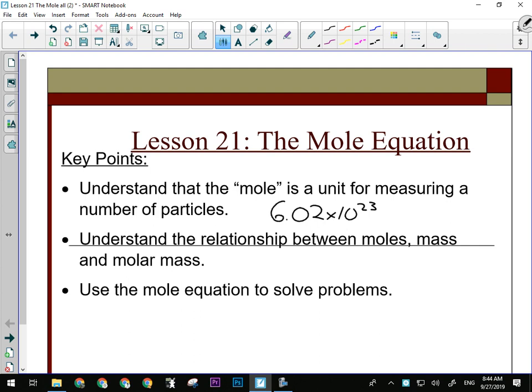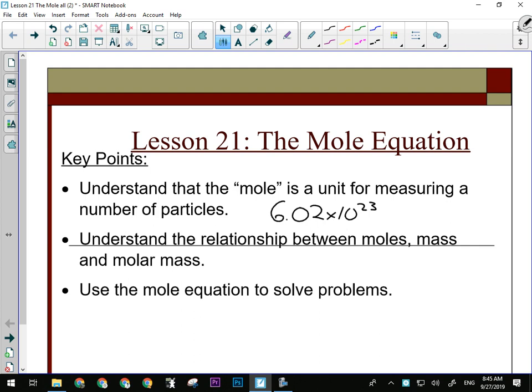If I have 1 mole of gold, I have 6.02 times 10 to the 23 atoms of gold. If I have 1 mole of water, I have 6.02 times 10 to the 23 molecules of water. Whatever the smallest unit of the thing I'm dealing with is, I have 6.02 times 10 to the 23 of that. Does that sort of make sense to everybody? So a mole is a representative number.